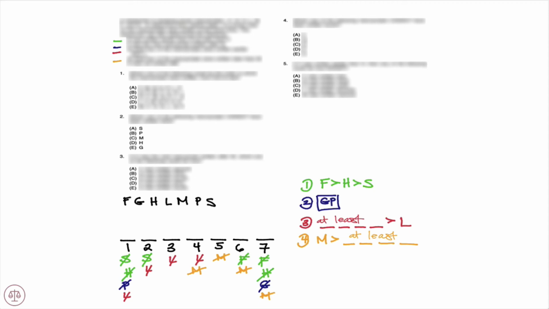And then turning our attention to our fifth and final condition, H is not written fifth. So again, we know that H is not going to be fifth. And that would be the setup for this game. So now what we want to do is turn our attention to the questions.